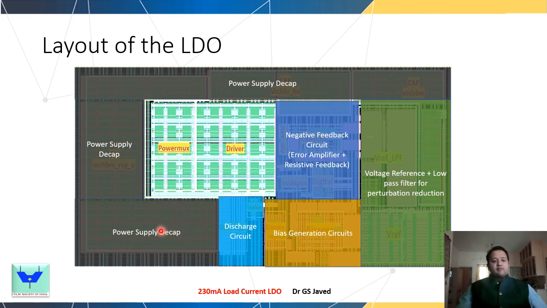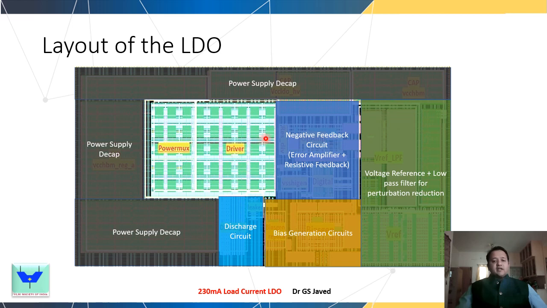The power supply decap for the regulated output could be on the bottom side, and the input node decap could be on the forward side. Now, there are bias generation circuits present to drive the amplifier, and the voltage references are present here. A discharge circuit is present as a circuit protection mechanism to ensure that any residual charge present on the LDO output cap or on the LDO drivers will be discharged when the LDO is not in use. So a discharge circuit is present.